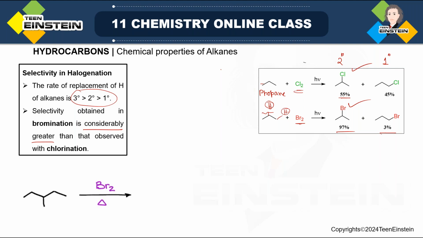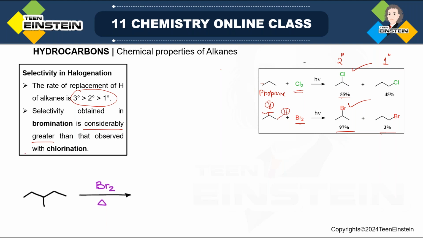Now we will take this part, and if you are still curious to know the reason behind it, that actually requires details of the mechanism, details of the energy profile diagram. Obviously we will not go into that. That is not required for our purpose. So just remember this, that selectivity is more in case of bromination.